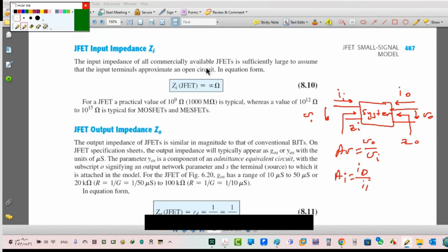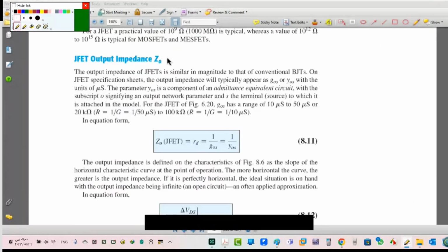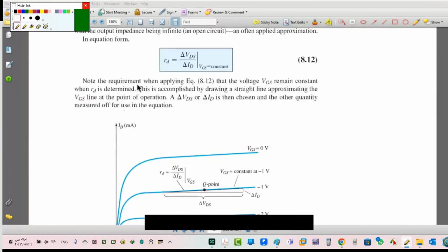Now, the first parameter is ZI. In a JFET, it's infinity. We defined this before. It's approximately 10 to the 9, that's 1000 mega ohm. In a MOSFET the value is even more, up to 10 to the 12 or 10 to the 15. So there is no ZI, it's infinity. ZO, the output, is 1 over GOS. In a BJT we called it RO, same thing here, called RD. So here ZO is 1 over GOS. This is given in the exam, so don't worry about this one. Now we have Zin and Zout. I don't need this in the exam.